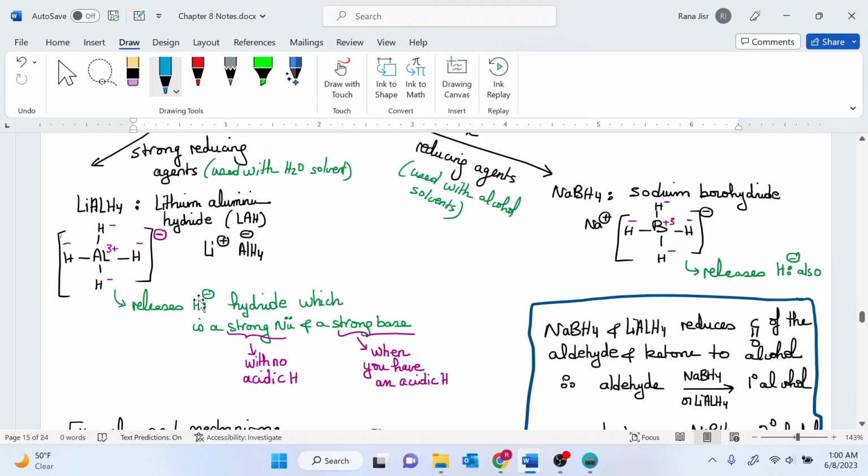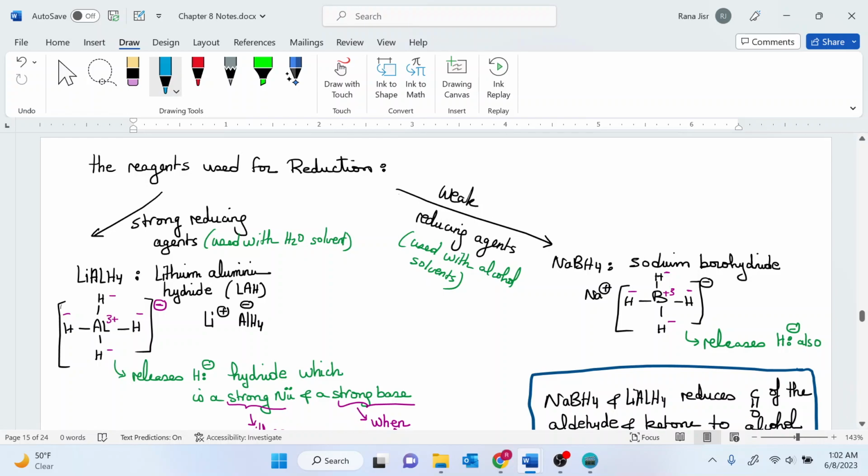H minus has a double role as a nucleophile and as a base. Always in organic reactions, acid-base reactions are the priority. So if there's an acidic hydrogen, then the hydride is going to act as a base immediately. It's not going to act as a nucleophile. It's going to act as a nucleophile only if there's no acidic hydrogen.